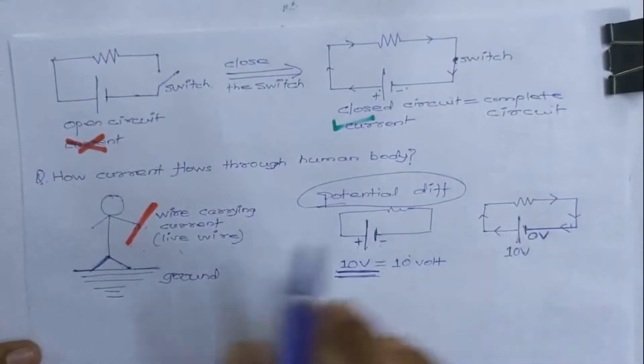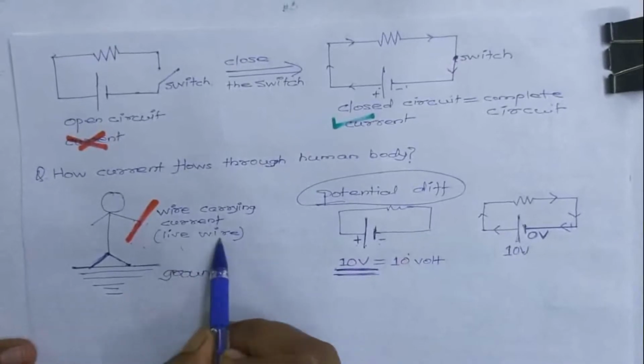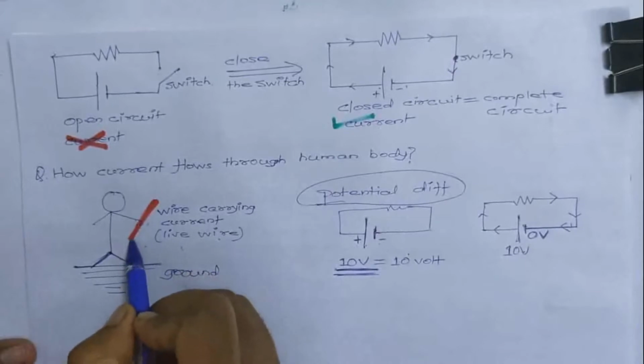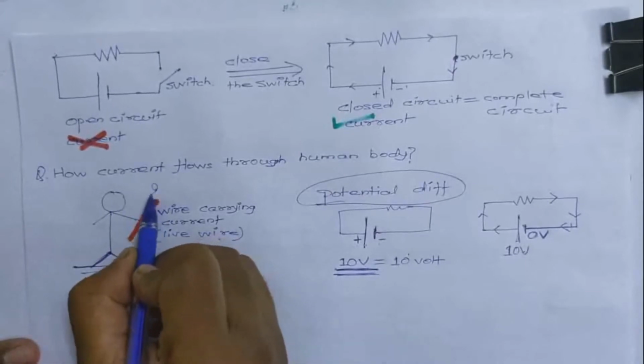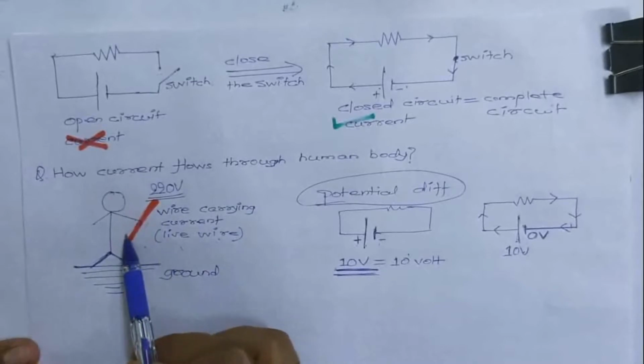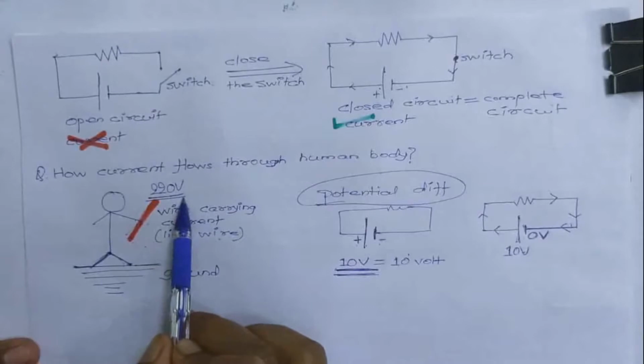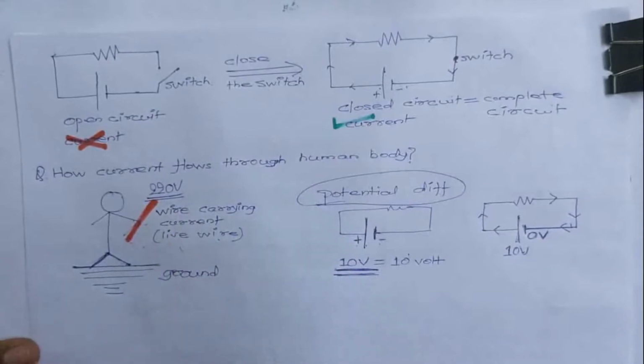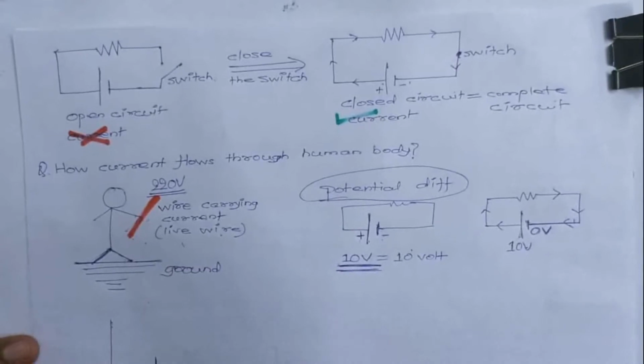Now come to this. This is a wire carrying current. Of course, it will have a certain voltage. Let us say it is 220 volt. It means current is flowing in this wire and the voltage is 220 volt. Let me make you understand in a much easier way. Let me draw another picture. Suppose this is 220 volt. Now you know what we mean by 220 volt. That means this end is 220 volt and this is 0 volt.